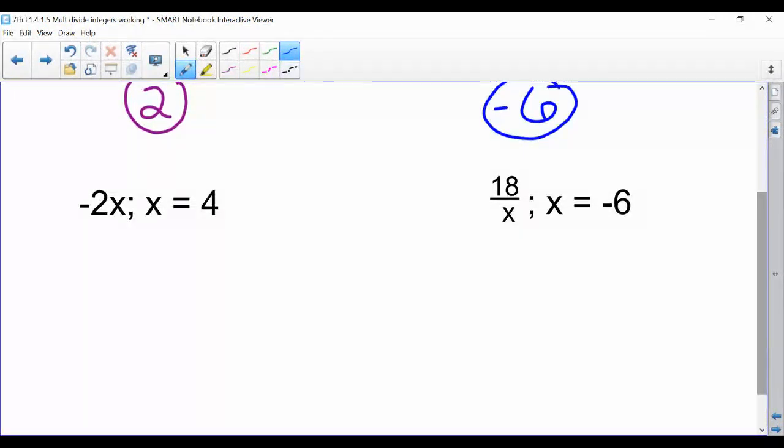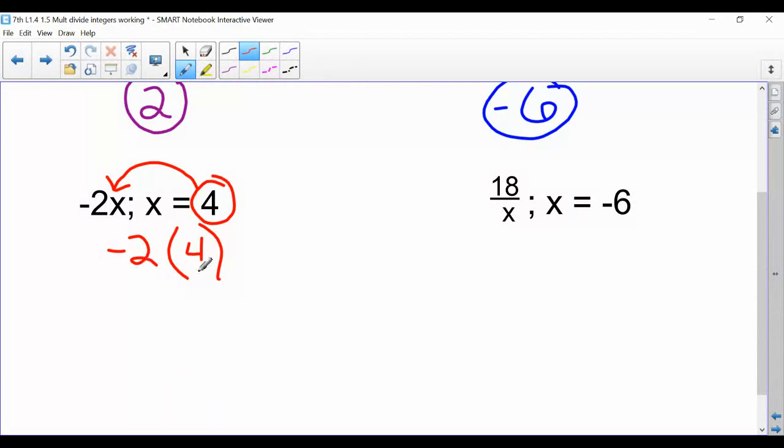Next one down here, -2x for when x equals 4. Put the 4 where the x is. Number next to a letter means multiplication, so our math problem is -2 times 4. 2 times 4 is 8, and if we look at our tic-tac-toe board, negative times a positive is negative, so our answer is -8.